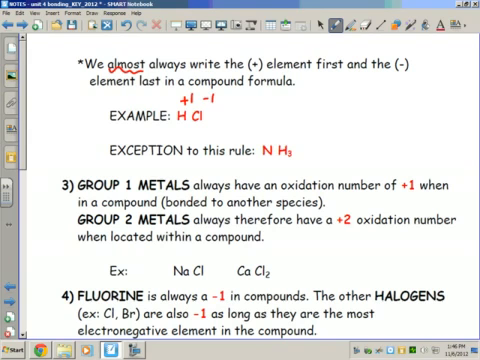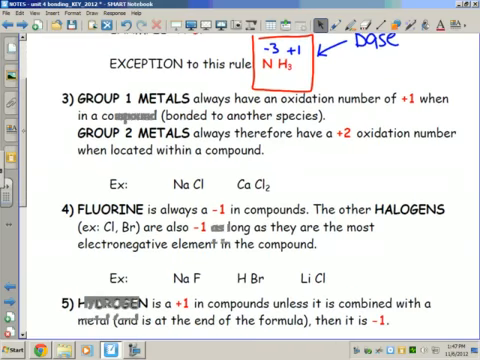Almost always. One of the only exceptions you'll see to this rule is ammonia. In ammonia, actually, the hydrogen is +1 and we put it last. The nitrogen is a -3. You'll learn about this when we get to the unit on acids and bases, and the fact is this is a base, a weak base, but if you put the hydrogen first, it looks very much like an acid. So when we get down the road to acids and bases, it'll become more clear why that is an exception to the rule. It'll make a lot more sense.